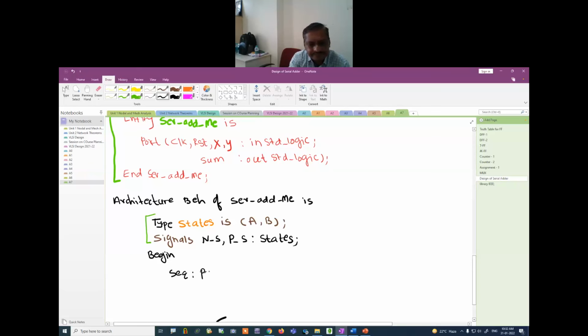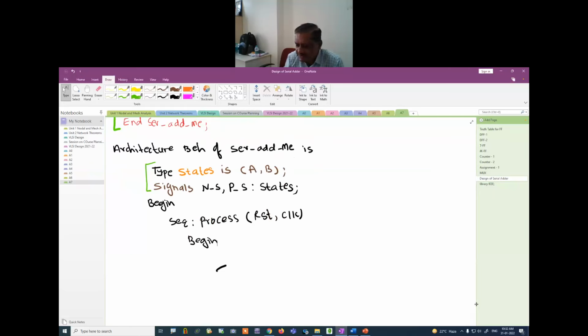In this case, the sensitivity list is reset and clock. How will this process function, that we are trying to mention? This is the begin of the process, and in the begin of the process I am trying to mention two things here. If reset is equal to 1, then what should our present state be? Present state will be assigned as state A. That means with reset, which state we will stay in, that is what we mean to say.